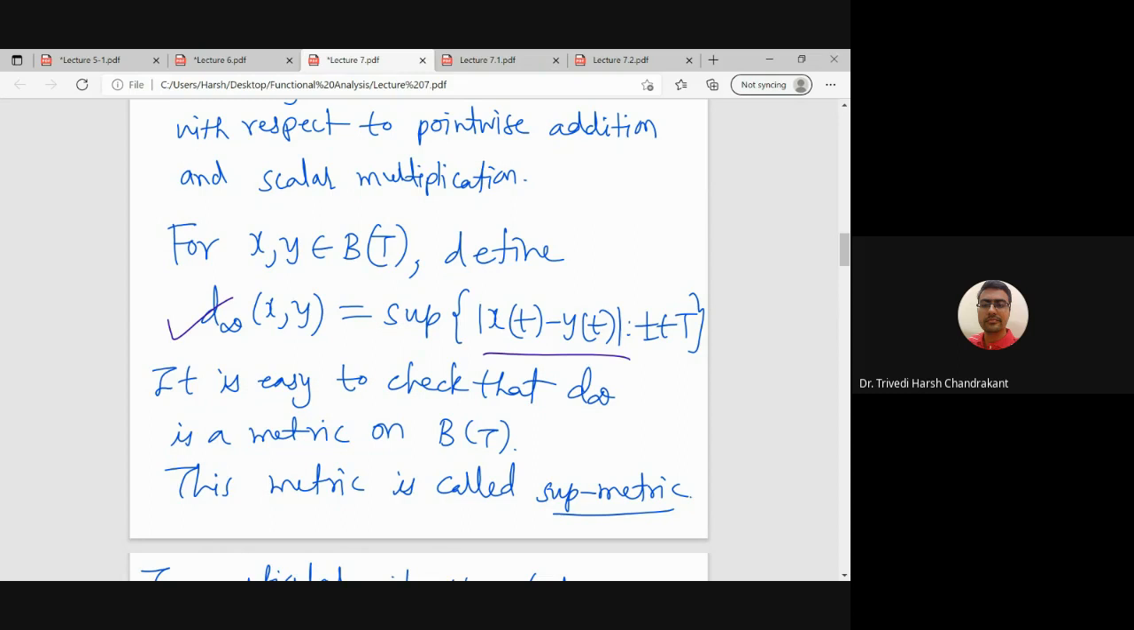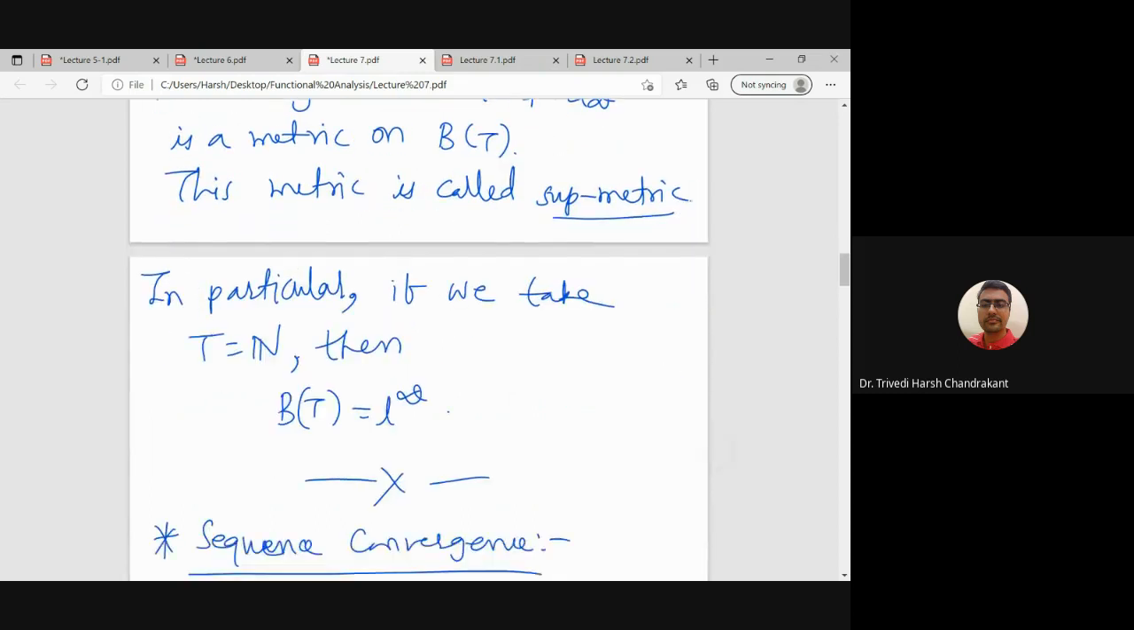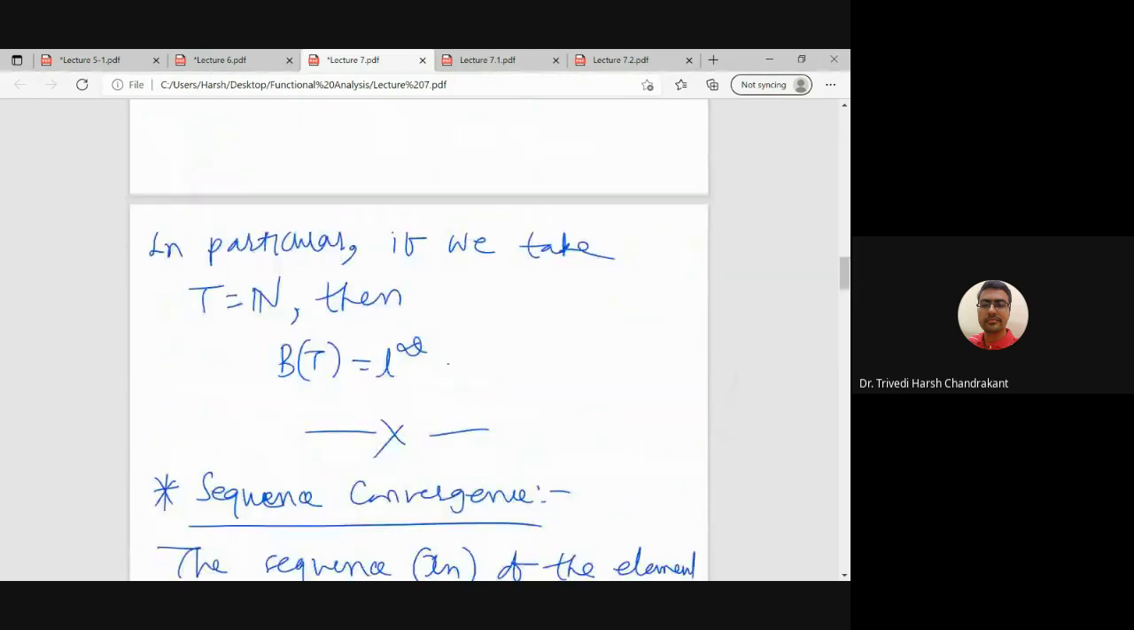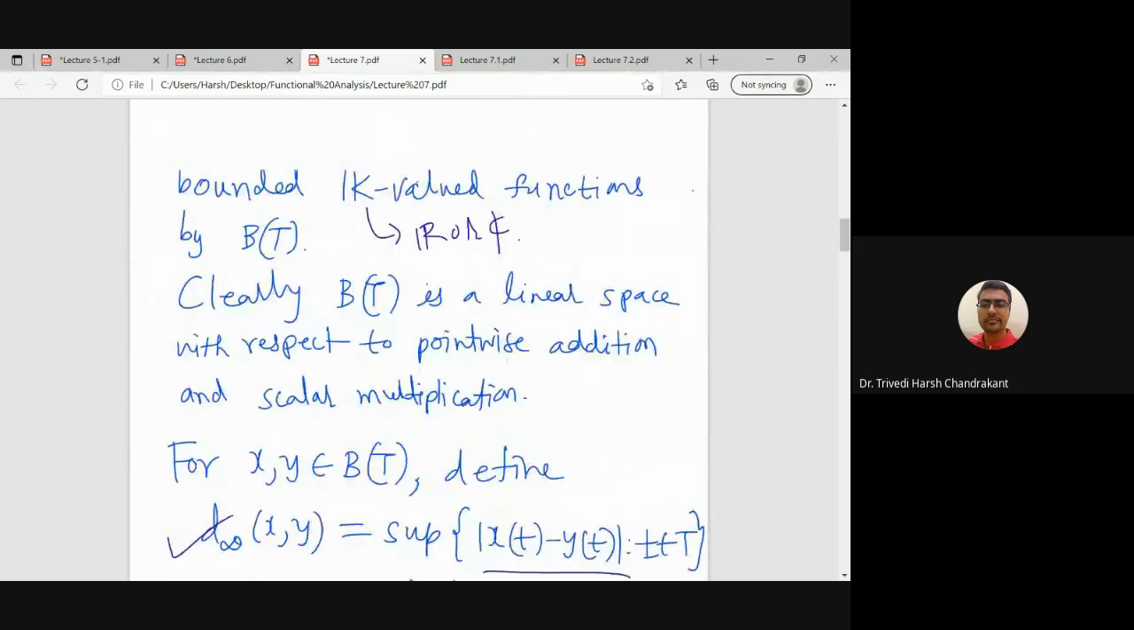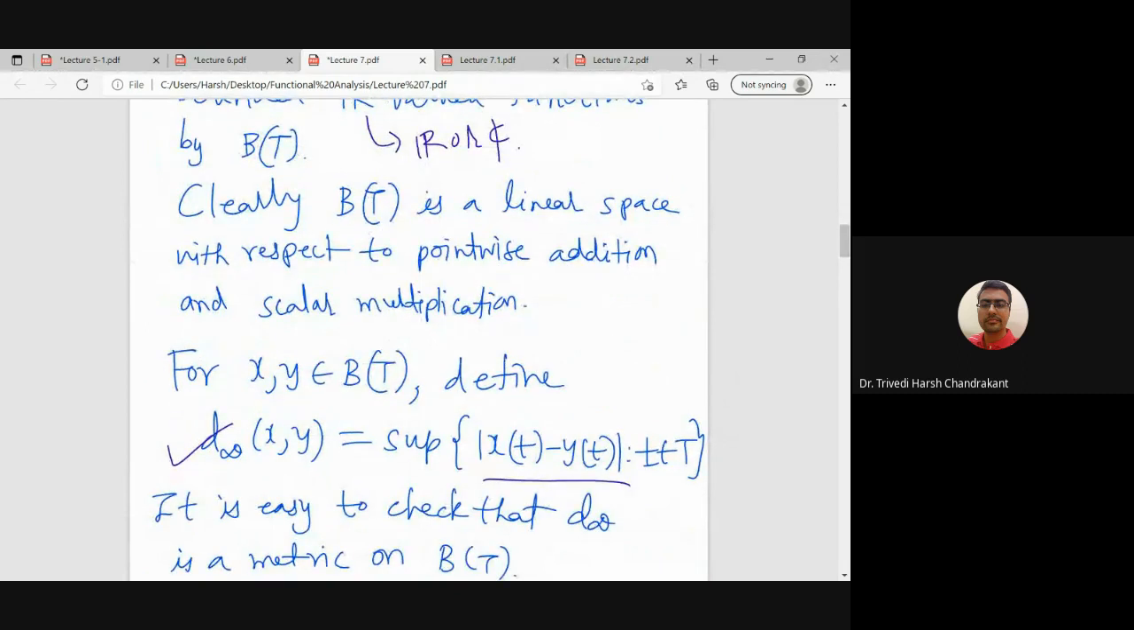Similarly, d infinity(x,x) is 0, that is clear because modulus of x(t) minus x(t) is 0 for every t, so its supremum is 0. Conversely, if distance of x,y is 0, that means the supremum is 0. Supremum is 0 means each entry is 0, that means x(t) equals y(t) for every t. And if x(t) equals y(t) for every t, that means x is equal to y, the same function.